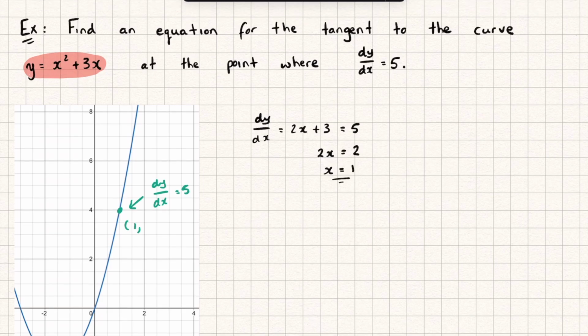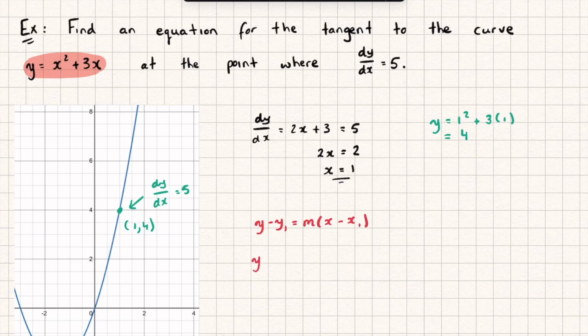curve. And so we get y is equal to 1 squared plus 3 times 1. Well, that's quite nice. 1 squared is 1 plus 3 times 1. Well, that's 3. So 1 plus 3 is 4. So we've now got a coordinate that lies on the line and the gradient. So I'm going to use y minus y1. Let's write it down. y minus y1 equals m multiplied by x minus x1.